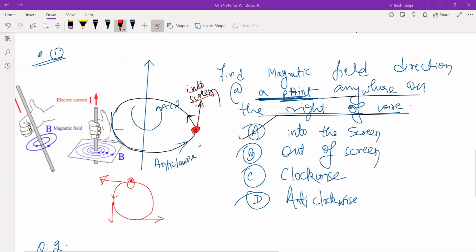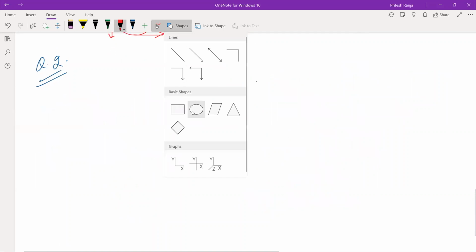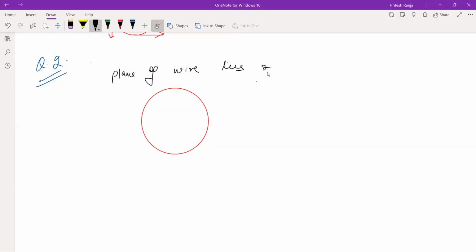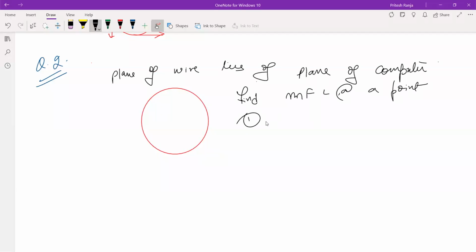Okay. Number two. So let's say now we have this wire. This wire is lying, the plane of the wire lies on the plane of the computer screen. Now you have to find the magnetic field direction at a point, number one, inside the circle, and number two, outside the circle.